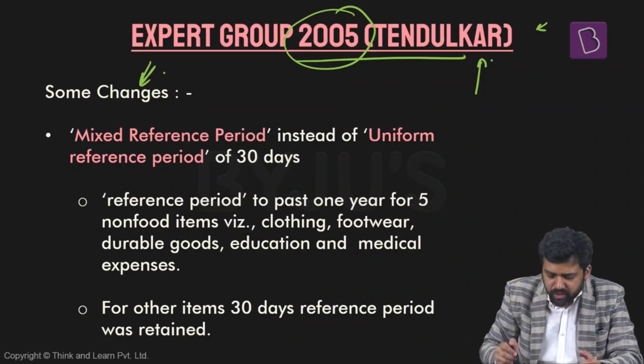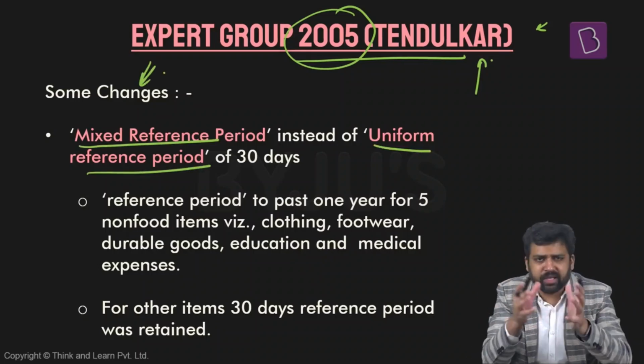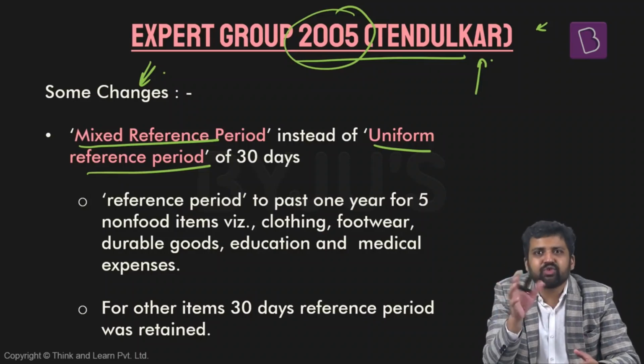First thing that they are doing is they are using what is called a mixed reference period instead of a uniform reference period. In the past, what used to happen? Whenever NSSO surveyors used to go to households, they would ask individuals, in the last 30 days, how much have you spent on certain commodities?